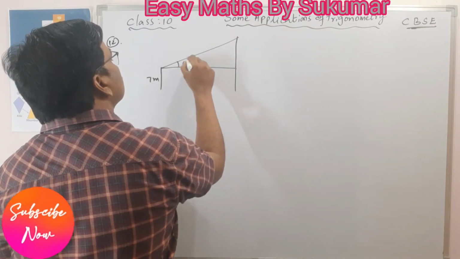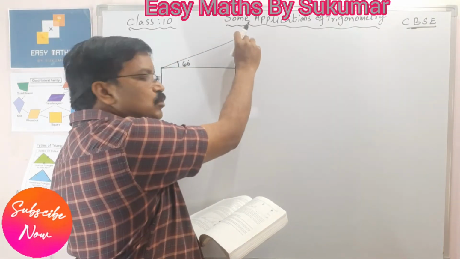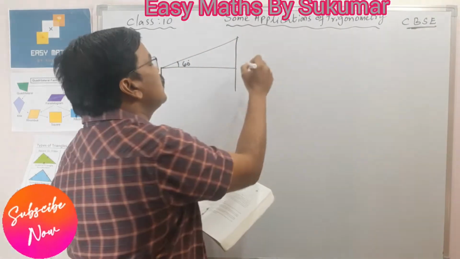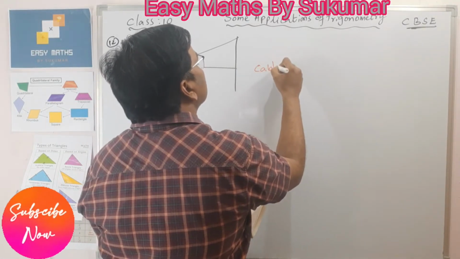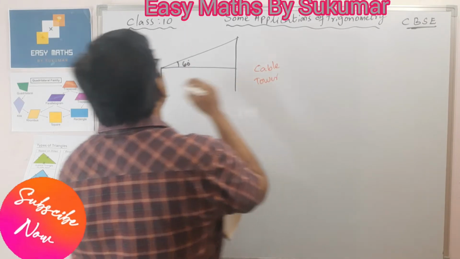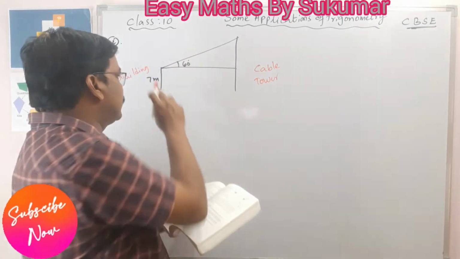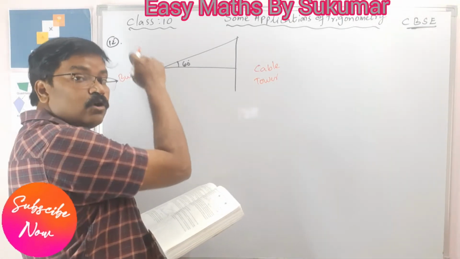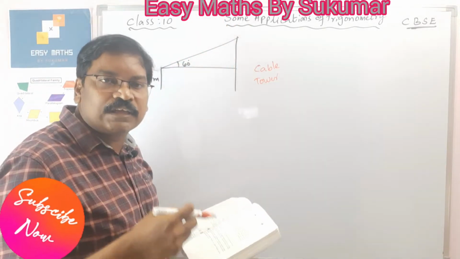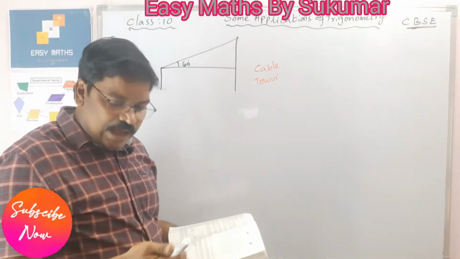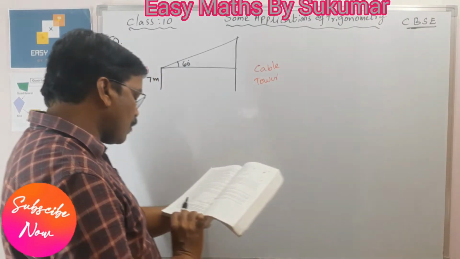This is 60 degrees. From the top of a 7 meters tall building, the angle of elevation of the cable tower, this is the cable tower. And this is the building. Okay, just imagine you are standing on the top of your school building and observing the top of the cable tower with the angle of elevation 60 degrees. Okay, and the angle of depression of its foot.